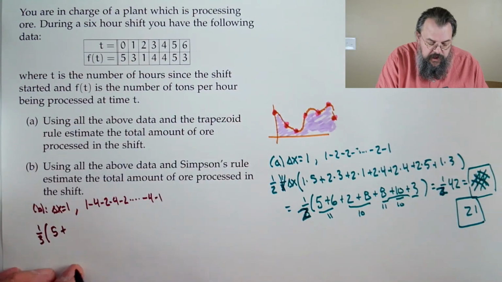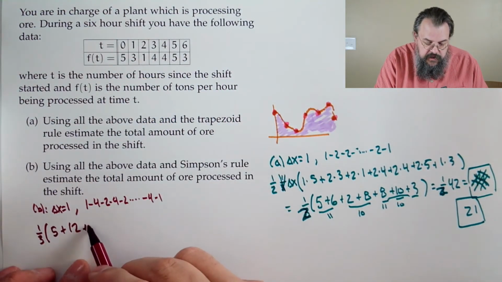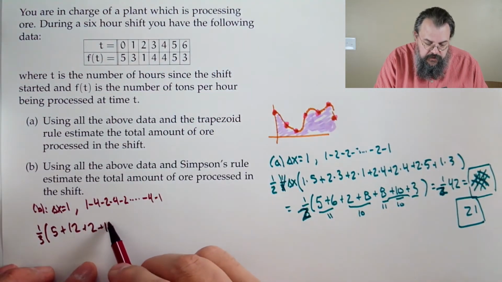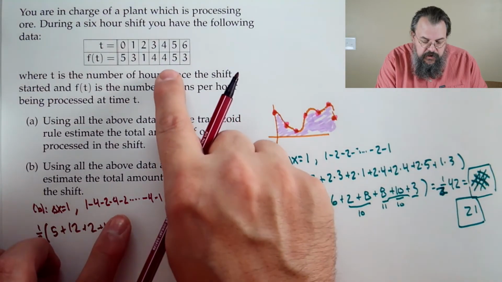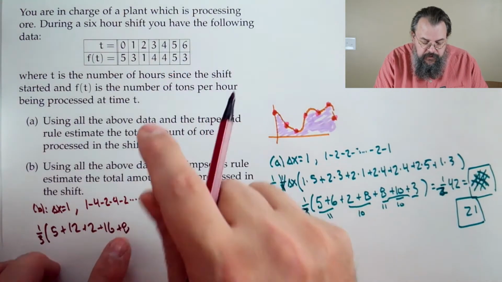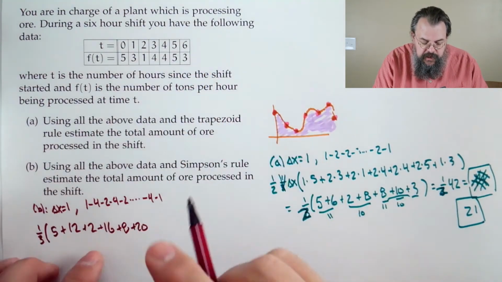3 times 4, 12. 2 times 1, 2. 4 times 4, 16. Ooh, that's a big number. 2 times 4, 8. 5 times 4, 20. And 1 times 3, 3.